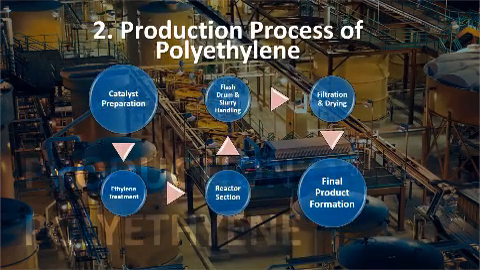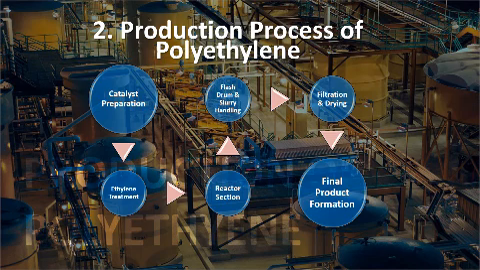Polyethylene process. It begins with catalyst preparation, which moves on to the ethylene treatment. It then moves into the reactor section. Then it goes to the flash drum and slurry handling. After that, it is filtered and dried. Then the final product is formed.